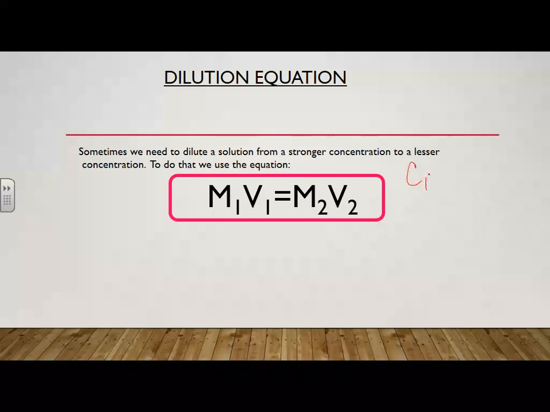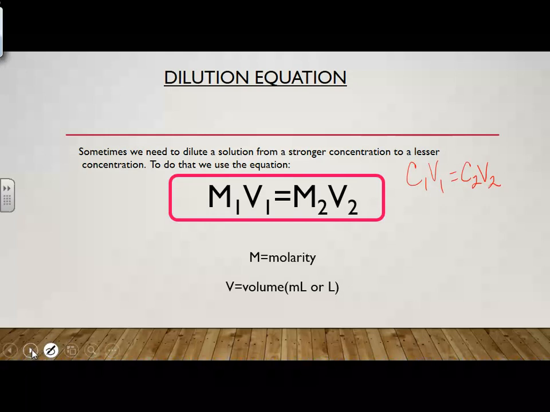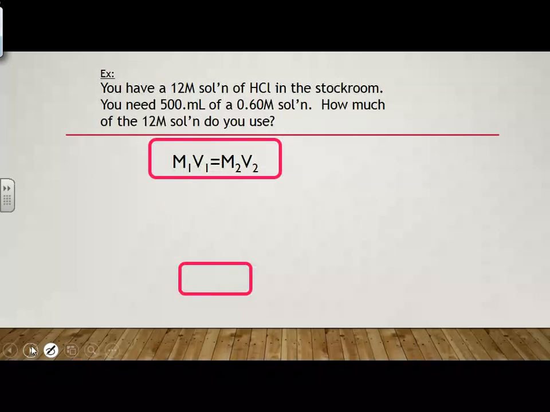Now, sometimes you see this formula written instead of M1 V1 equals M2 V2. You see it as C1 times V1 equals C2 times V2, where C just means concentration. In this case, since molarity is our most common unit of concentration, we usually use M's. The volume in this case could be in liters or milliliters as long as they match so that they would cancel out. So let's look at an example.